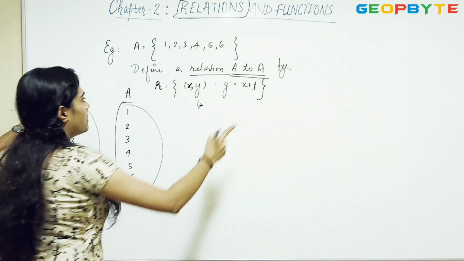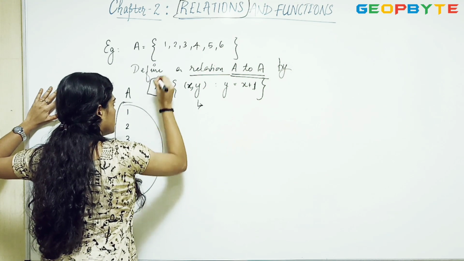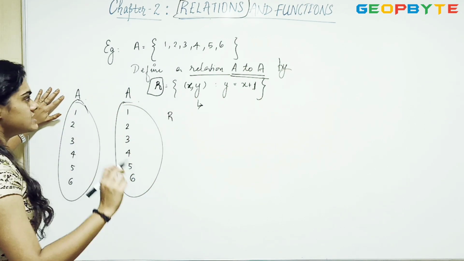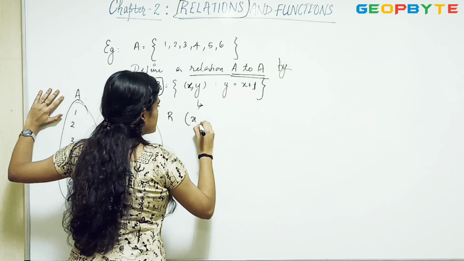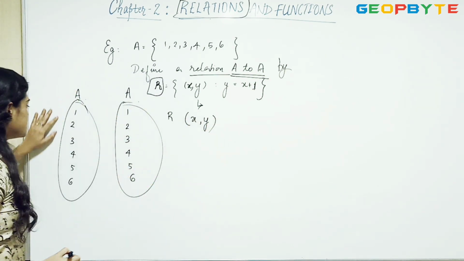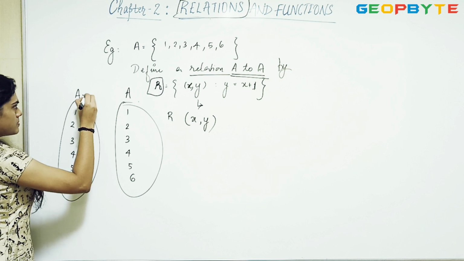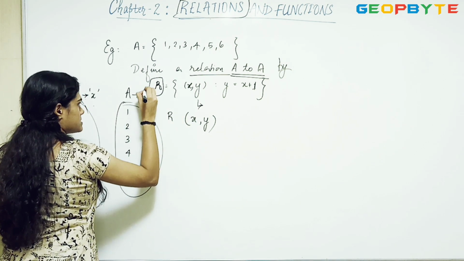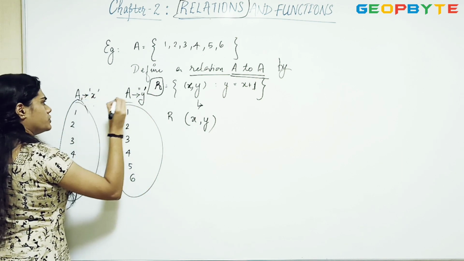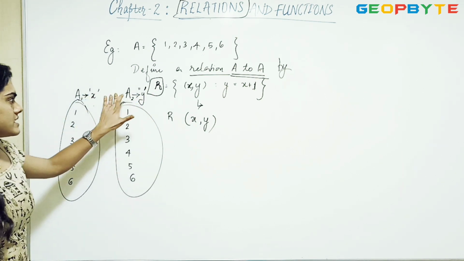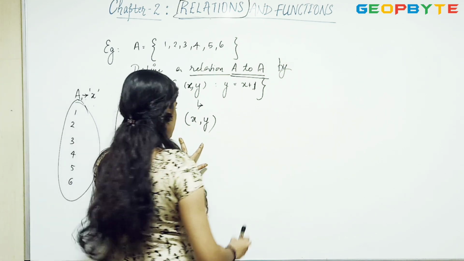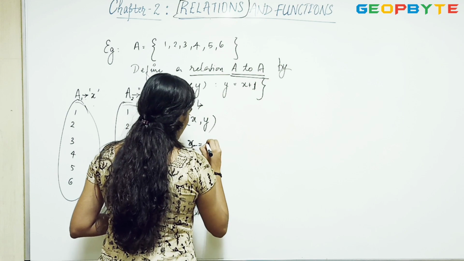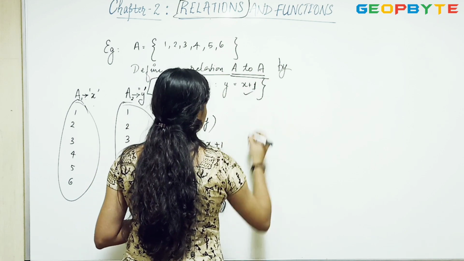By the relation R, we have to find a relation between this set and this set in such a way that for (x, y), if the elements in the first set A are represented by x and the elements in the second set A are represented by y, I'll write A1 and A2 to make it easy. A2 as y, then x and y are such that y equals x plus 1.